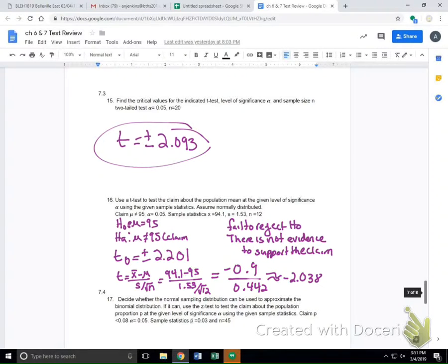And again, we got that from that chart. And if you actually wanted to draw this out, you'd have your t-distribution. Remember, it's symmetric about the mean. And then we see over here we have negative 2.201. Over here we have positive 2.201. Shaded in, shaded in. With this, we see that our value of negative 2.038 is just not in there, and therefore we fail to reject. So in case you didn't see that.